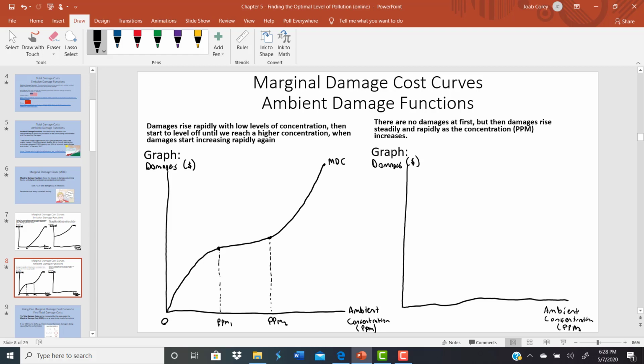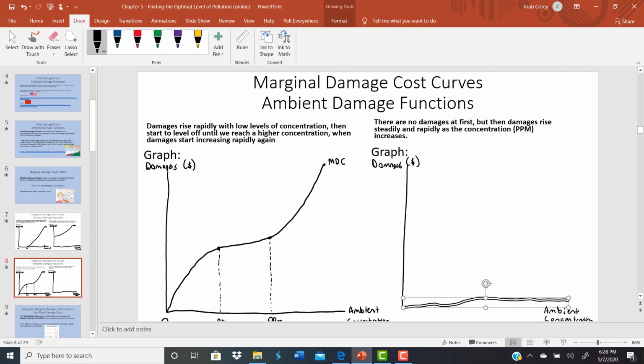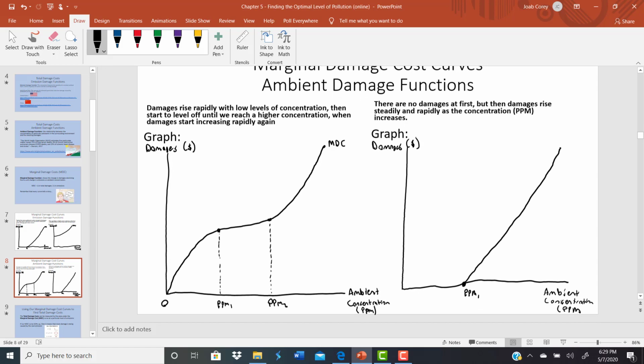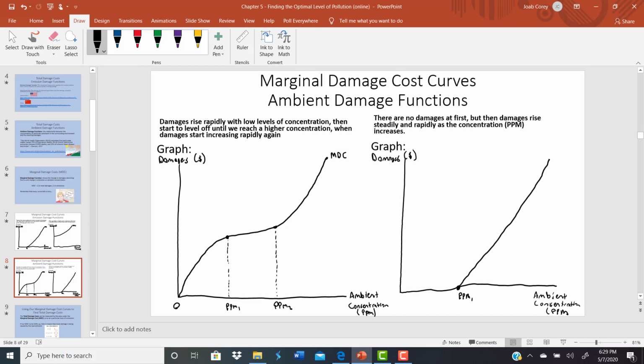Now again, up to a certain level of parts per million, you might not necessarily see any damage at all. But then once you get past a certain level of parts per million, you might see damage steadily rise as a result of a further increase in ambient concentration. So if that's the case, you could see a curve that looks like this. So you could have a marginal damage cost function that looks something like that. So again, there could be some pollutants out there where there's a certain amount that the Earth could handle before we are going to suffer any severe negative effects.